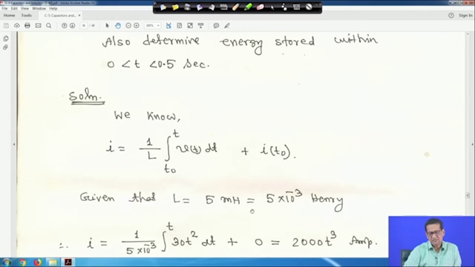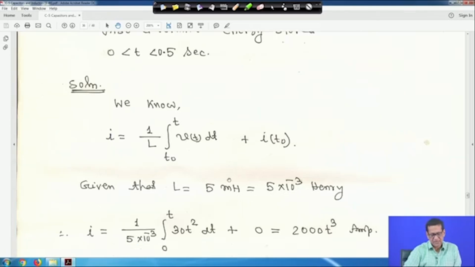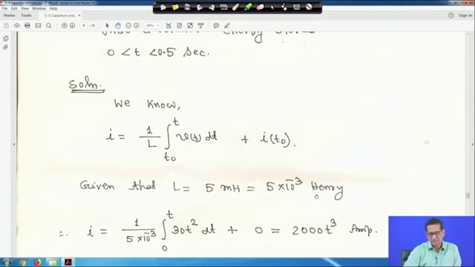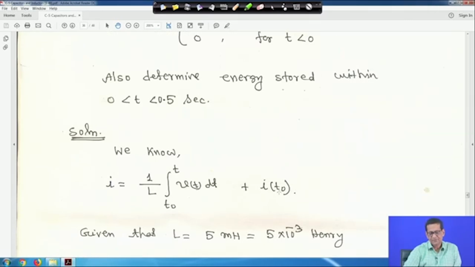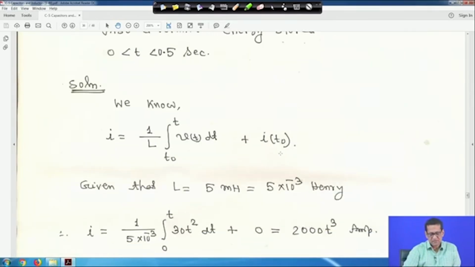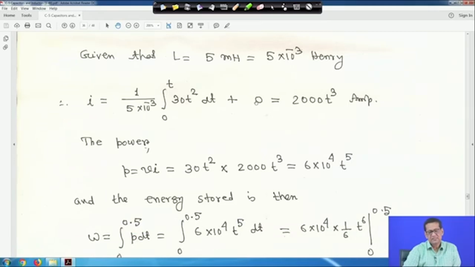So, given that L is equal to 5 millihenry, so it is 5 into 10 to the power minus 3 Henry, and I is equal to 1 upon L, integral from 0 to t of V dt plus I(t0). V is equal to 30 t square, given. I(t0) is actually 0, because V(t) is 0 for t less than 0. So, in this case I(t0) is equal to 0.